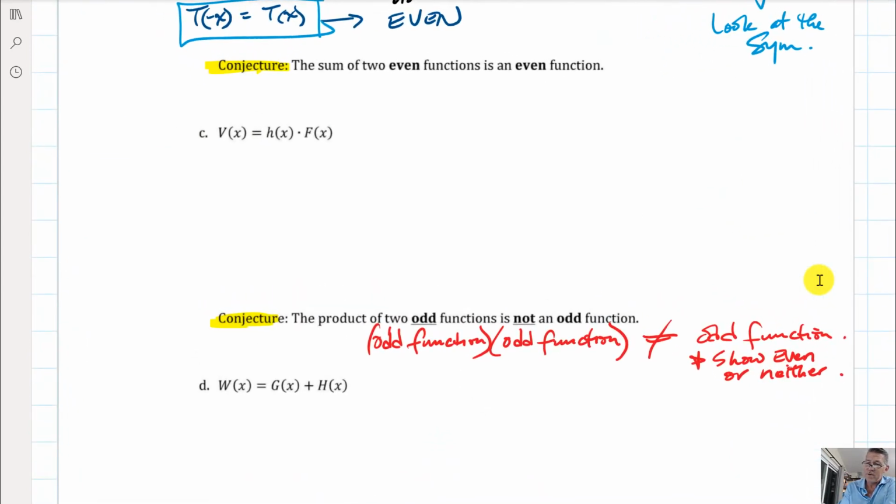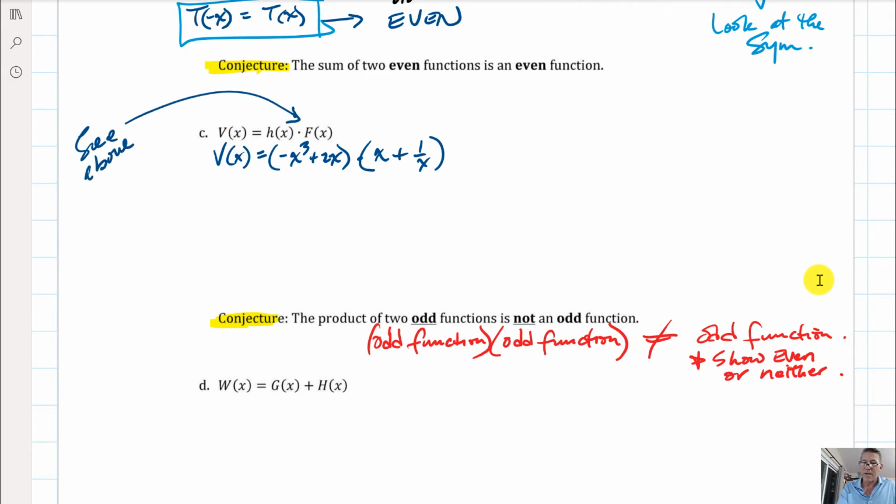So let's write out the function first. Our new function, v of x, is the product function. It looks like h, which happens to be negative x cubed plus 2x, times f, in parentheses, capital F, which is x plus 1 over x. See above for the functions. I'm talking about number one in the activity. What we have to show is that an odd function times an odd function is not equal to an odd function.